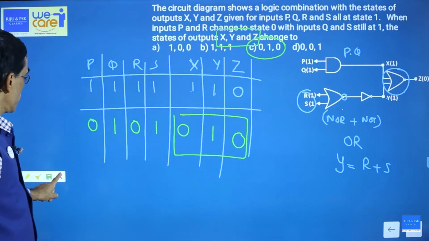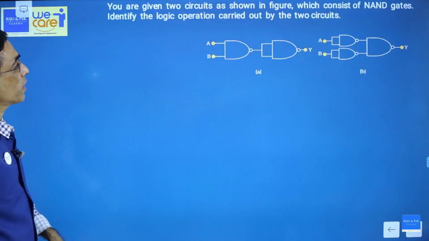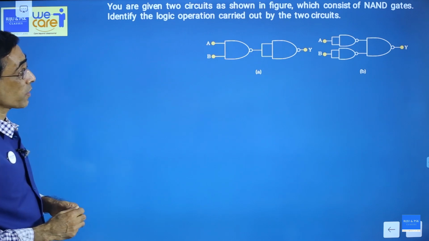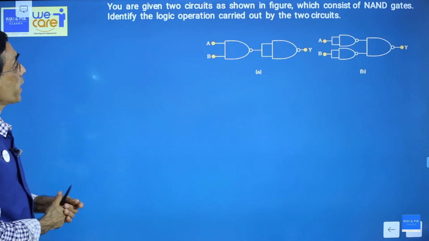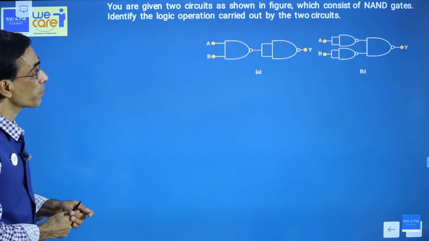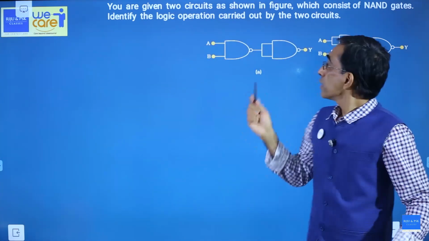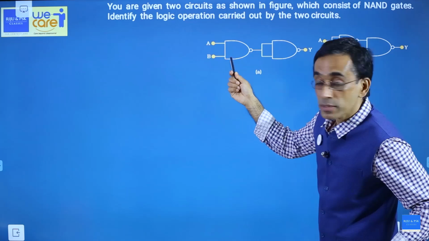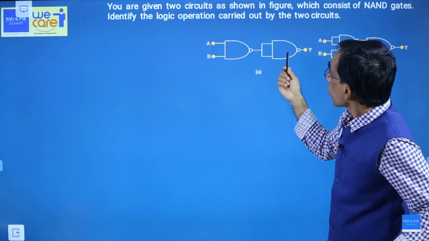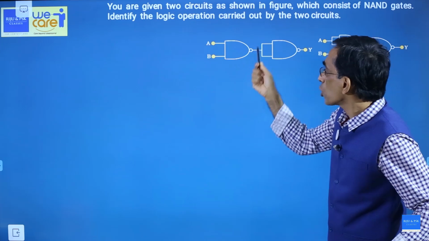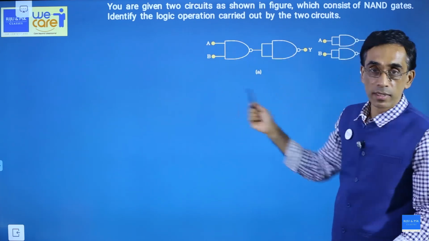Okay. Work out and study. You are given two circuits as shown in the figure, which consist of NAND gates. Identify the logic operation carried out by the two circuits. We have already done this in the theory class. Okay, this is a NAND gate. This is a shorted input NAND gate, which is acting like a NOT gate. So this is AND, not. This becomes an AND gate.